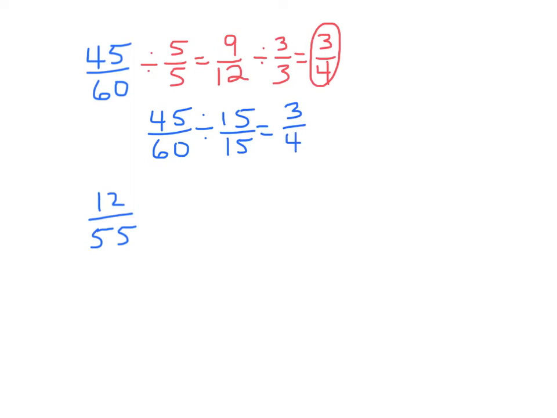So it doesn't matter how many steps it takes, you just need to make sure you can get it down into lowest terms. The second problem I have here, 12/55ths, is in lowest terms. There's nothing that I can divide both 12 and 55 by other than 1 over 1. So that one already was in lowest terms.